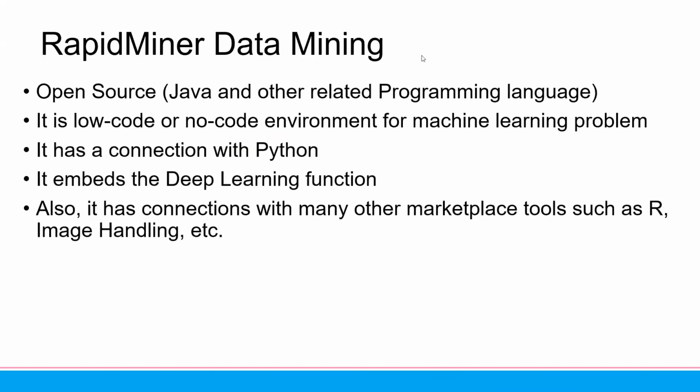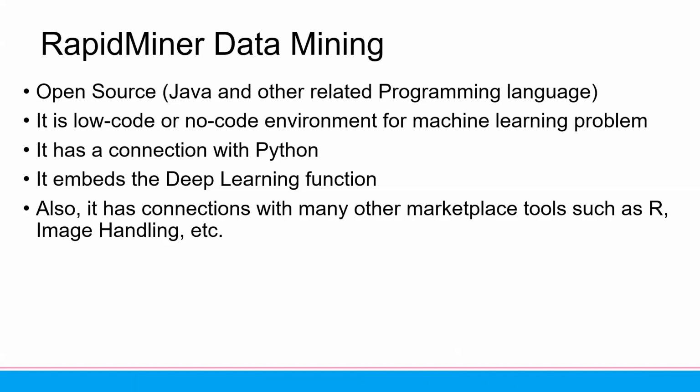RapidMiner is open source. Okay, actually, it was open source, but now it has become commercial. That's why when you get this program, you need to use your university email address. If you are from a university or from academia, you will get the free license, or the academic license.